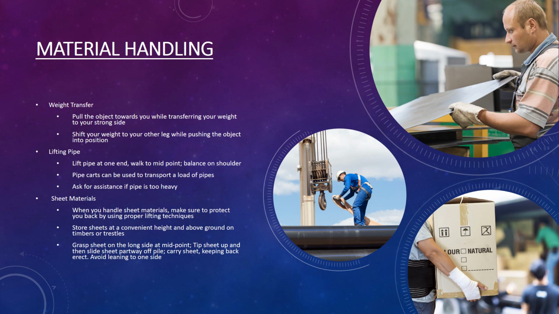Material handling. Weight transfer. Pull the object towards you while transferring your weight to your strong side. Shift your weight to your other leg while pushing the object into position. Lifting pipe. Lift pipe at one end, walk to midpoint, balance on shoulder. Pipe carts can be used to transport a load of pipes. Ask for assistance if the pipe is too heavy.